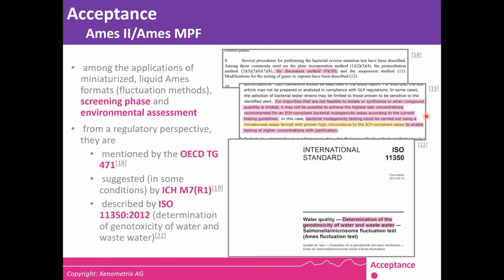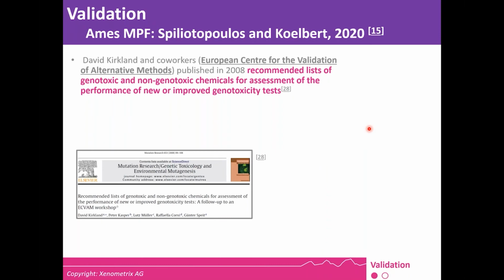Also, a microfluctuation specific ISO document standard has been published for the determination of genotoxicity of water and wastewater, which leads me to my next step, which is how concordant is the Ames MPF compared to the Ames test, because it's actually important that there is a proven high concordance. And recently we published a paper at Xenometrix focusing on a selection of the chemicals from the recommended lists of genotoxic and non-genotoxic chemicals for assessment of the performance of new or improved genotoxicity tests. This is basically a list which seems to have been devised for this type of analysis.